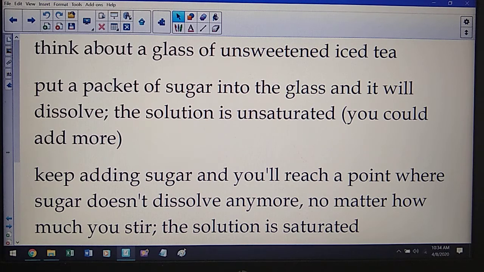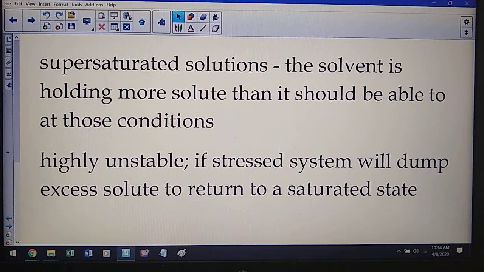Again, at the saturation point you get an equilibrium, so dissolving and undissolving still happen, but no more than the amount that's already dissolved will be there. It just swaps places.